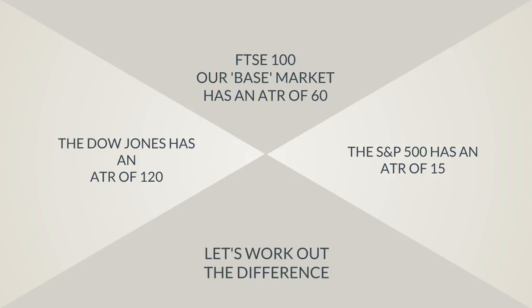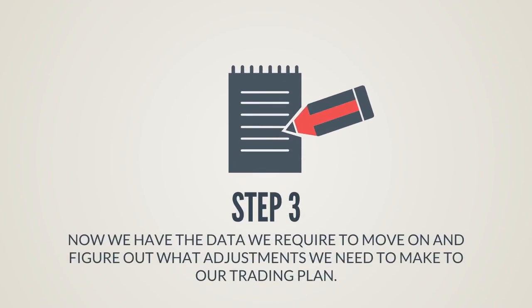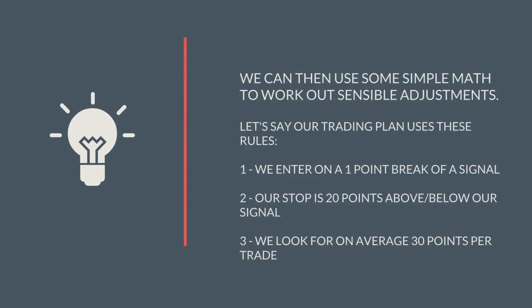Now let's work out the difference. The FTSE 100, our base market, has an average true range of 60. The Dow Jones reading is 2 times the FTSE 100. The S&P 500 reading is 0.25 times the FTSE 100. Now we have the data we require to move on and figure out what adjustments we need to make to our trading plan. We can then use some simple math to work out sensible adjustments.